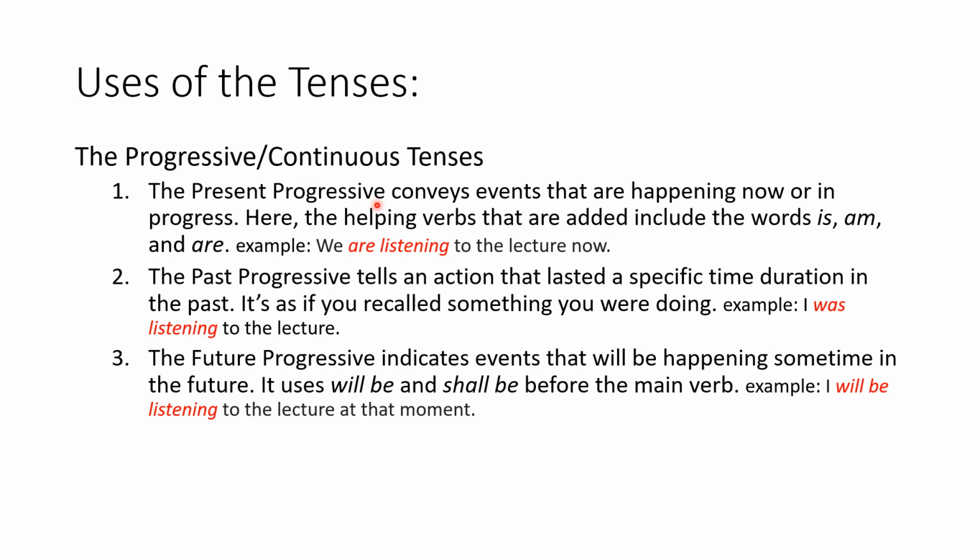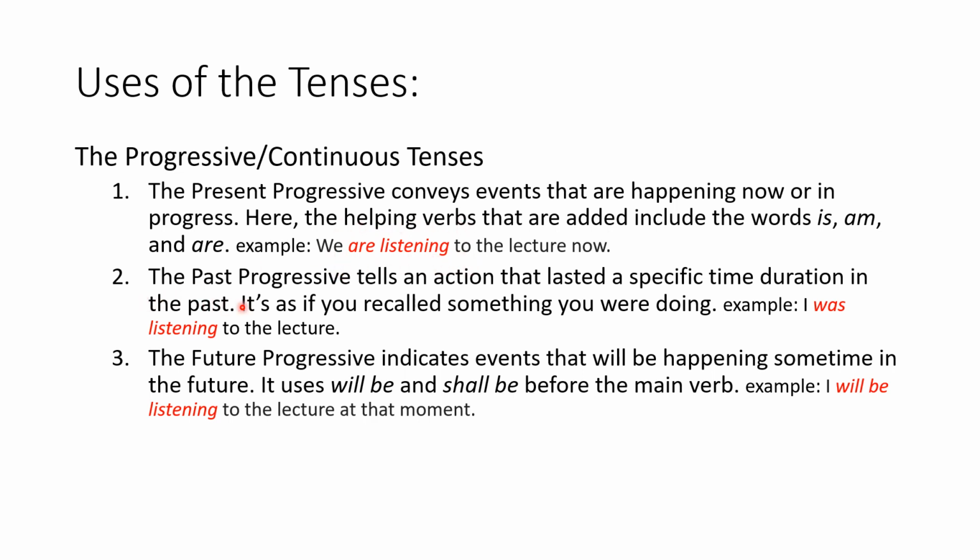The present progressive tense conveys events that are happening now or are currently in progress. Here, the helping verbs or the auxiliary verbs that are added include the words is, am, and are. Example sentence: we are listening to the lecture now. This action is currently in progress. That is why the verb is in this structure or form.